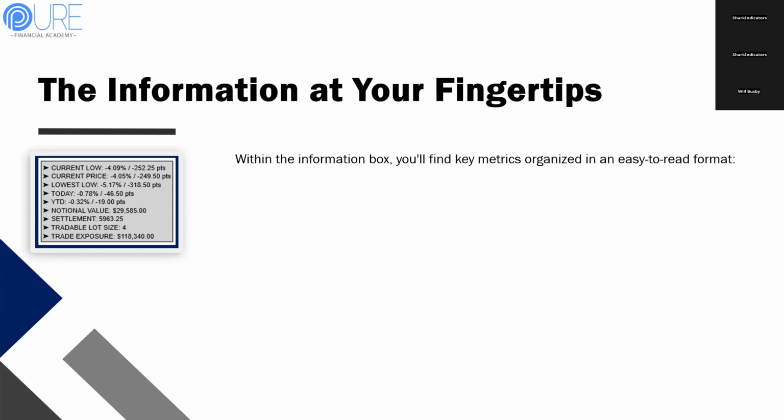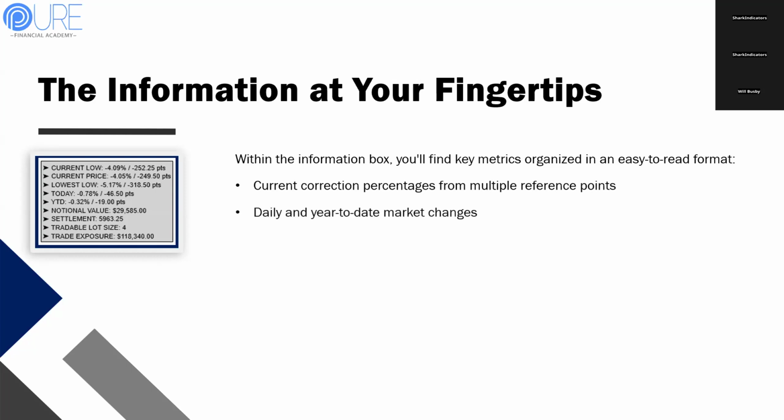We have lowest low and a lot of things in that box there. So the current correction percentages from multiple reference points, daily and year-to-date market changes. Again, we can look at that on my charts. I'll do that later as we get to that. It's in real time. So I think having those metrics is pretty interesting.